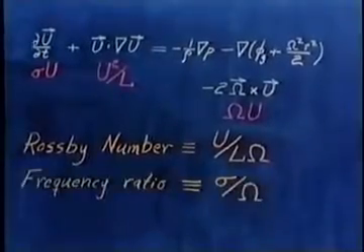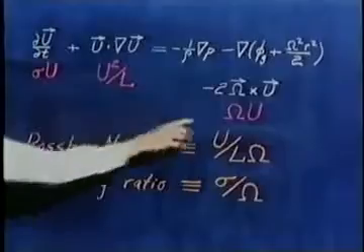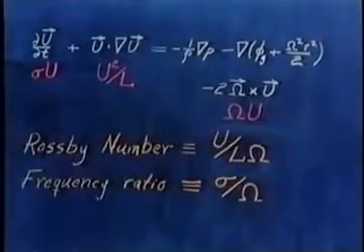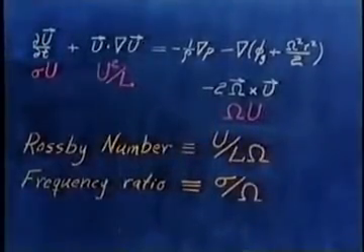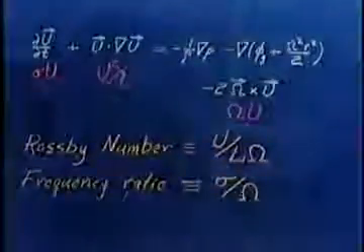The frequency ratio is sigma over omega. It estimates the ratio of local acceleration to Coriolis force. The vortex ring experiment was at large Rossby number. The sloshing experiments had high frequency ratios. In both cases, Coriolis effects were really rather slight.